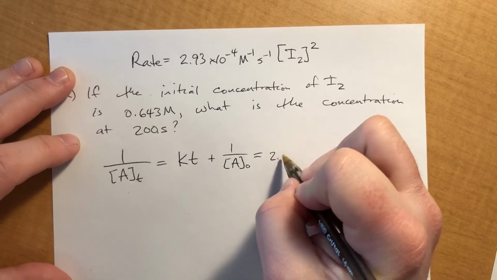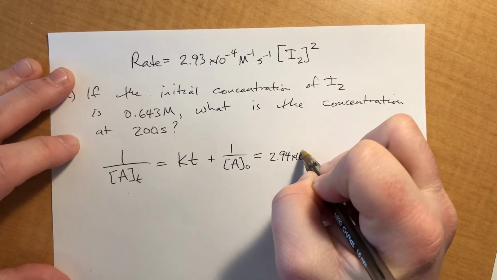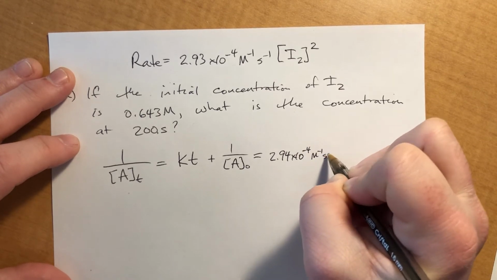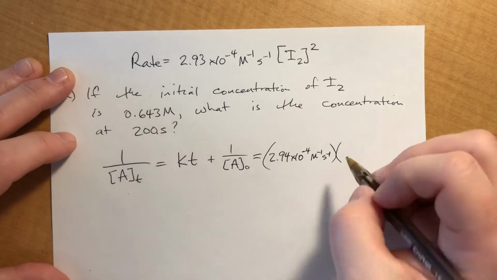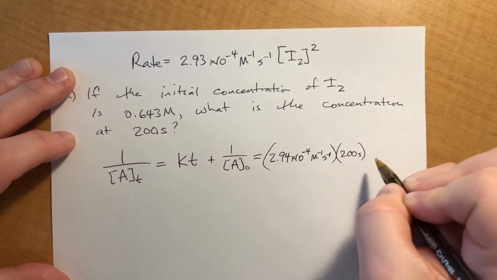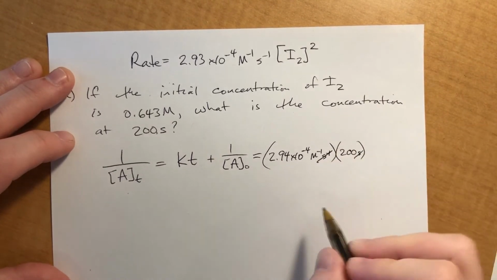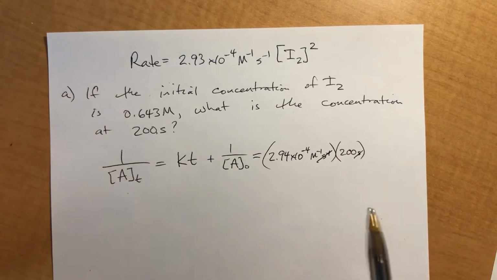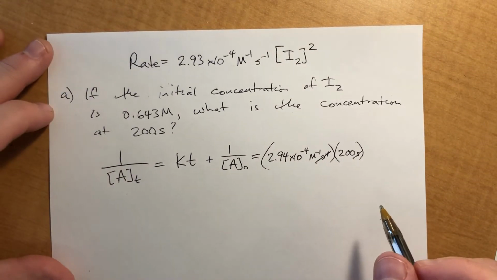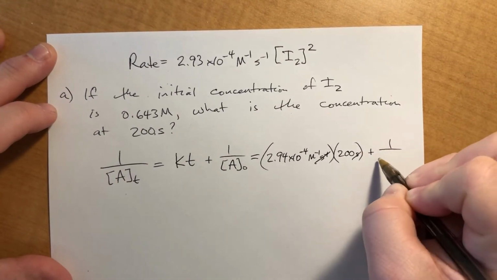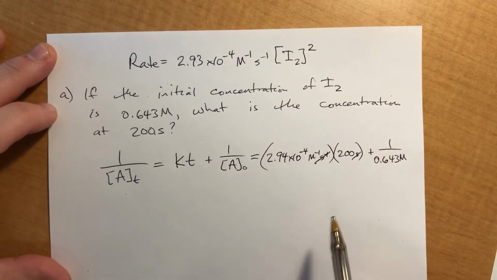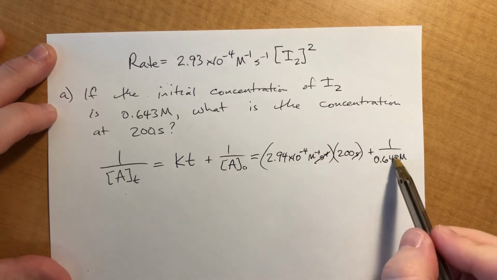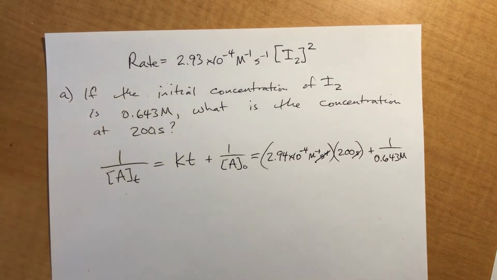So this is 2.94 times 10 to the negative 4th inverse molar inverse seconds times T, which is 200 seconds. The seconds will cancel out and we'll have 1 over molar as our unit, and that's fine. And then we add that to whatever 1 over 0.643 molar is. So this is 1 over molar, this is also 1 over molar, so we can add them together, which means that we've set things up correctly.